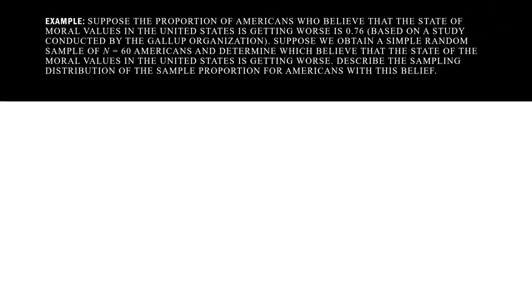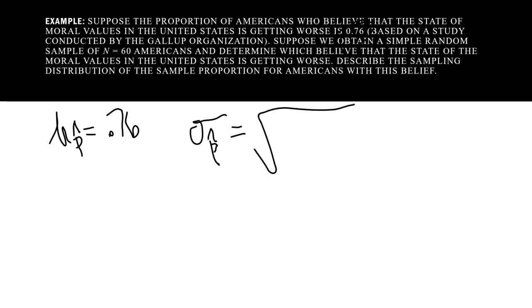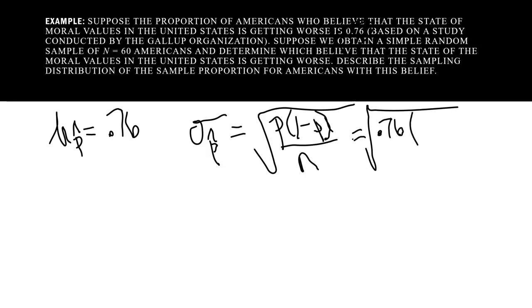I'm going to say that the mean of p hat is equal to the population proportion, which is 0.76. That's this value up here that's given in the problem. And then also, the standard deviation of p hat is equal to the square root of p times 1 minus p all over n. In this case, that's the square root of 0.76 We already know that 1 minus p is 0.24, all divided by our sample size, which is 60.